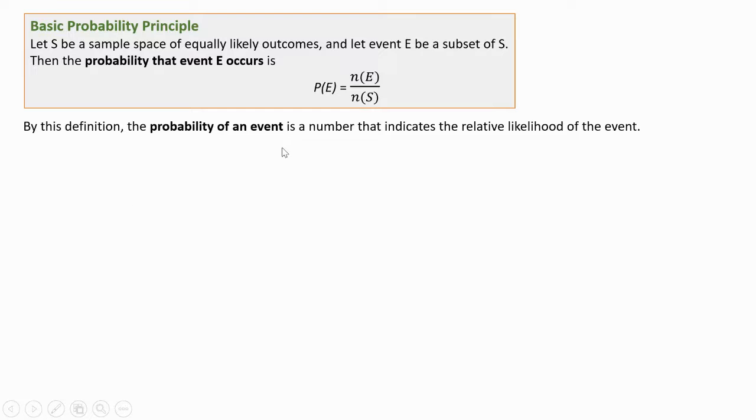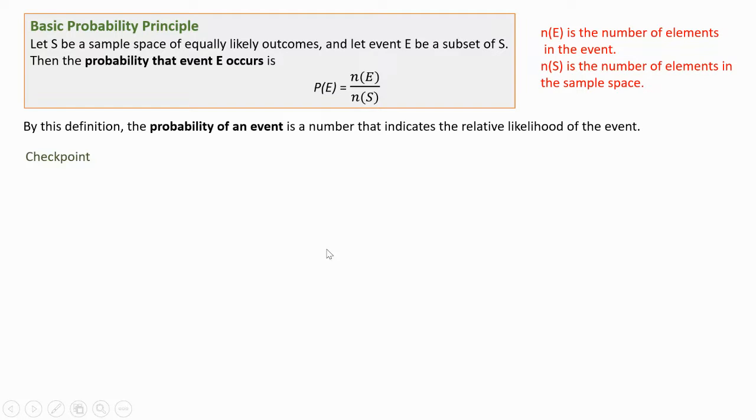By this definition, the probability of an event is a number that indicates the relative likelihood of the event. And again, this is what I just said earlier. N of E is the number of elements in the event. N of S is the number of elements in the sample space. Checkpoint.